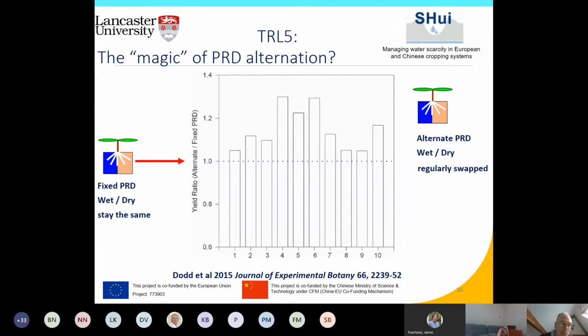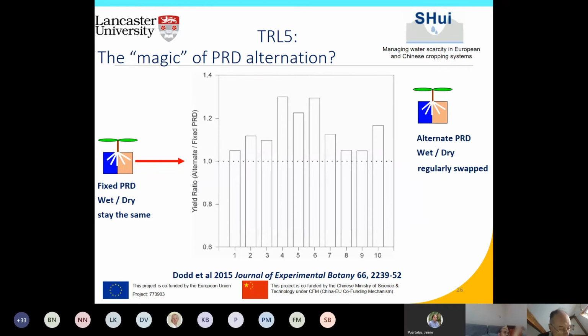Again, this is a meta-analysis conducted from studies in the literature, the bulk of which have been conducted in China, comparing alternate wetting and drying plants to fixed partial root zone drying plants. And you can see that for these plants exposed to the alternate partial root zone drying, where the wet and dry sides were regularly swapped, yields were much higher than for those for whom the wetting and drying parts of the root system stayed the same. And so the partial root zone drying was fixed.